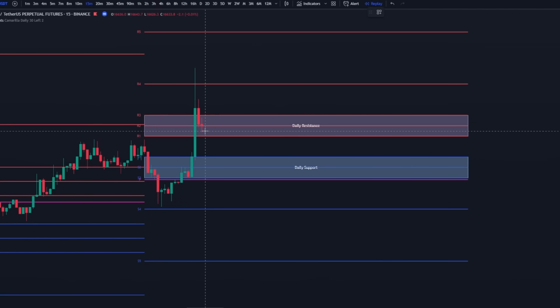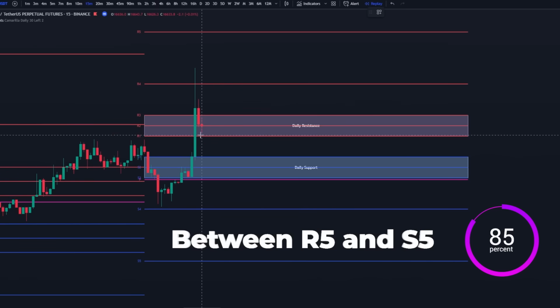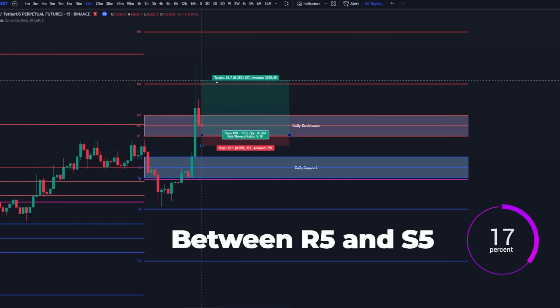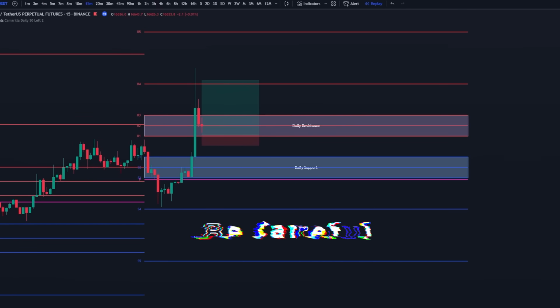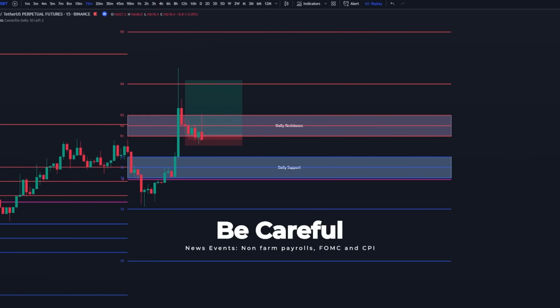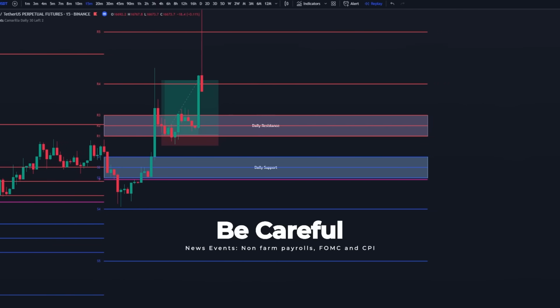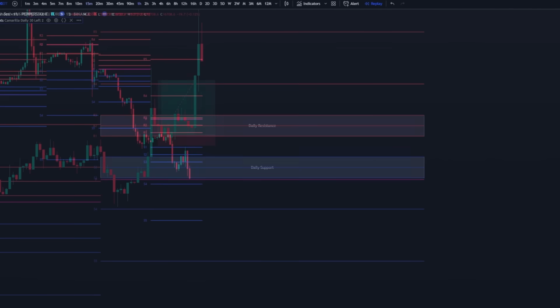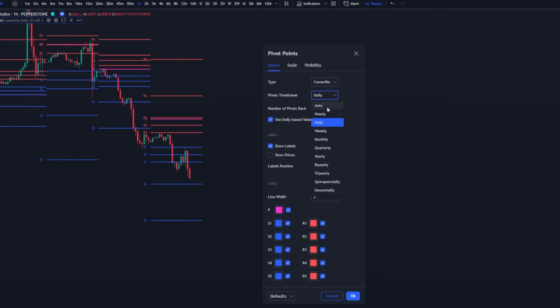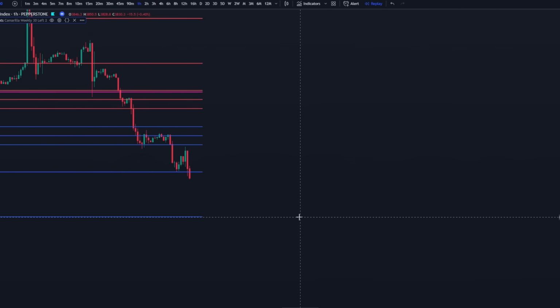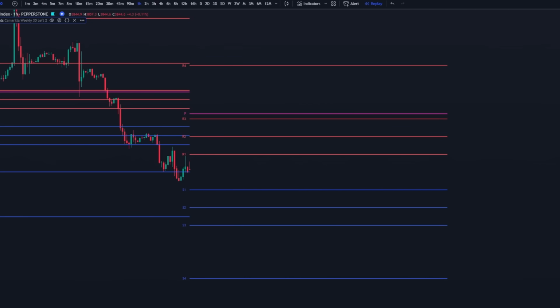Keep in mind that around 85% of the time, the price will remain within R5 and S5 for the day, which mark the extreme ends of the pivot range. However, unexpected events such as news releases can cause price to extend beyond these levels. Okay, so far we have discussed trading these levels on a daily time frame. However, you can apply the same concepts to higher time frames and you will be surprised at how powerful this indicator is. Let's take a look at some examples.